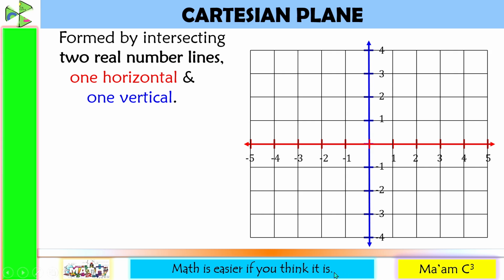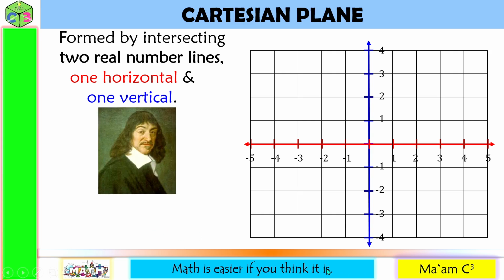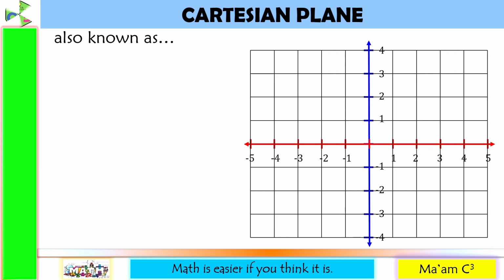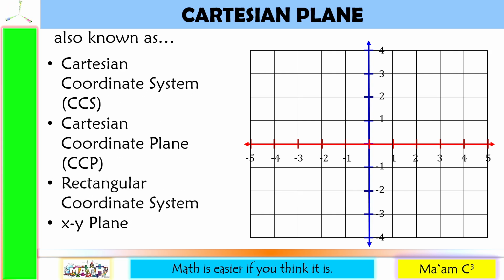Do you know that the Cartesian plane is named after this man? René Descartes. He is a French mathematician who is also known to be the father of modern mathematics. The Cartesian plane is also known as the Cartesian coordinate system, Cartesian coordinate plane, rectangular coordinate system, or XY plane.